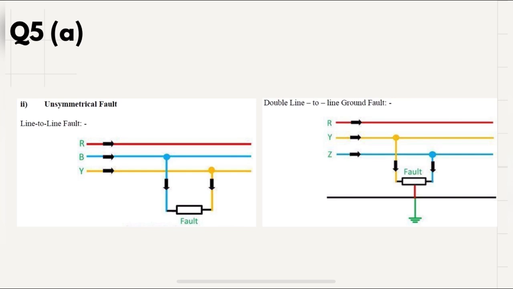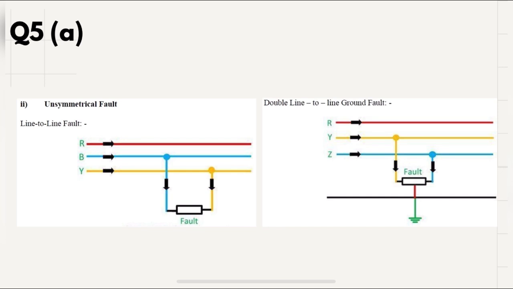The major cause of this type of fault is the heavy wind. The heavy wind swings the line conductors, which may touch together and hence cause short circuit. The percentage of such type of faults is approximately 15 to 20%.